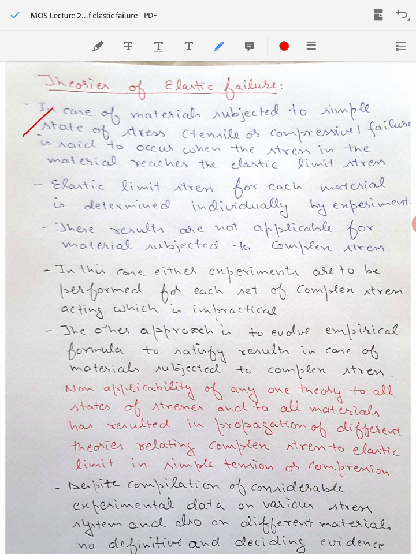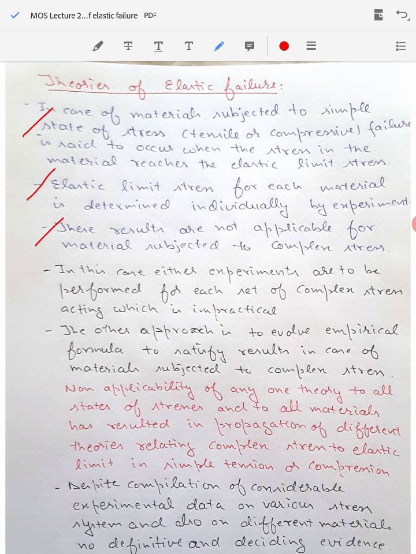I can sum it up like this: in the case of materials subjected to a simple state of stress, let's say tensile or compressive, failure is said to occur when the stress in the material reaches the elastic limit stress. And this elastic limit stress for each material is determined individually by experiment. You can have ductile or brittle material, cast iron or mild steel, you can put the specimen of any of these materials in your tensile testing machine and find out the value of elastic limit stress for these individual materials.